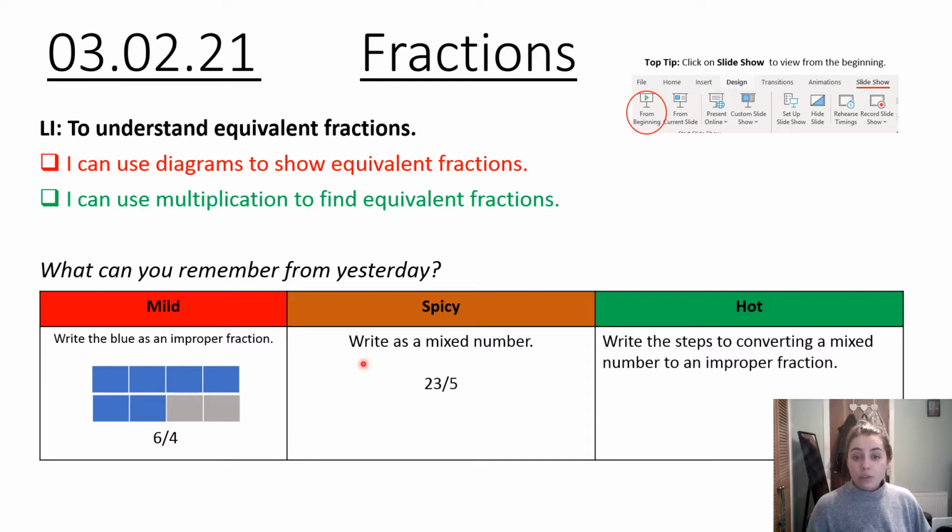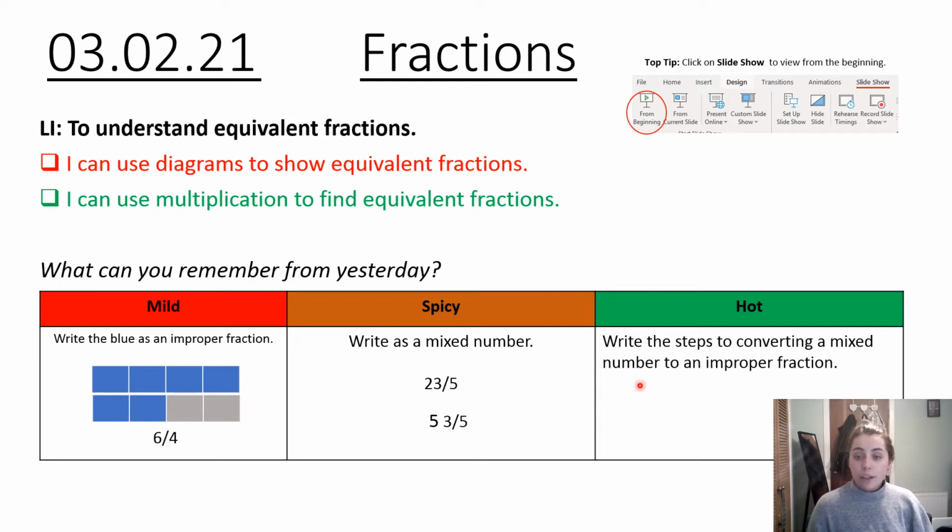Okay. You had to write this as a mixed number. It would be 5 3/5. Now remember, the strategy is you would divide 23 by 5, and you would get 5 remainder 3. So you have 5 wholes, so you would have 5 whole pizzas, and your remainder would be 3. So the remainder becomes the numerator. So it would be 5 3/5.